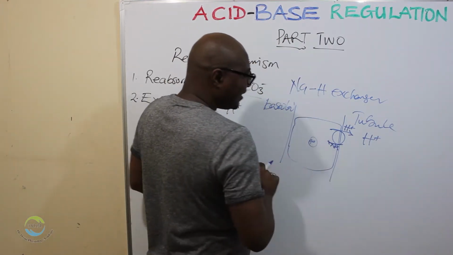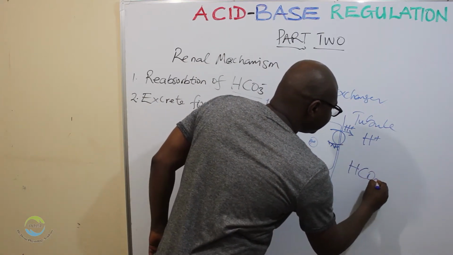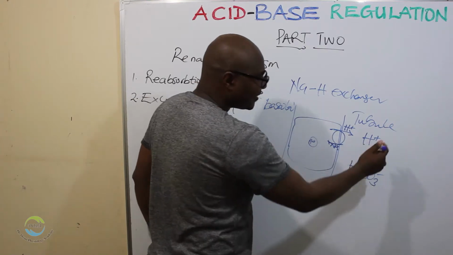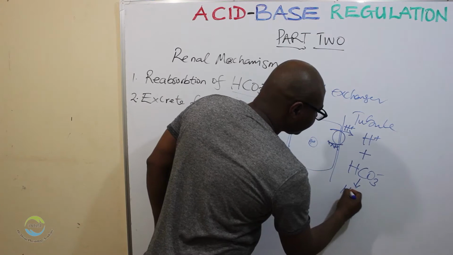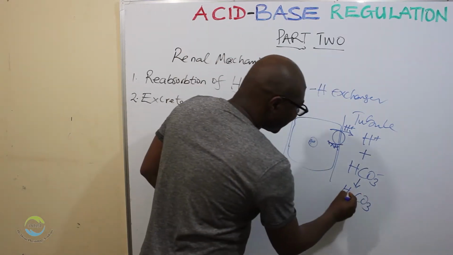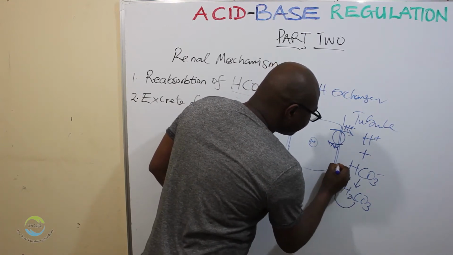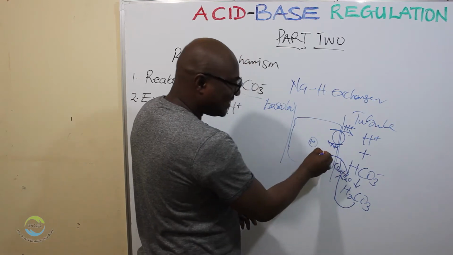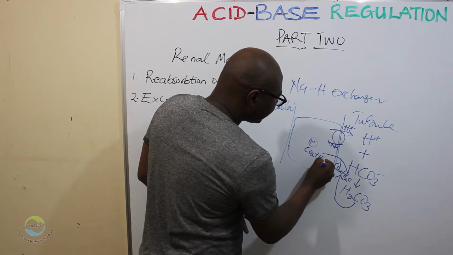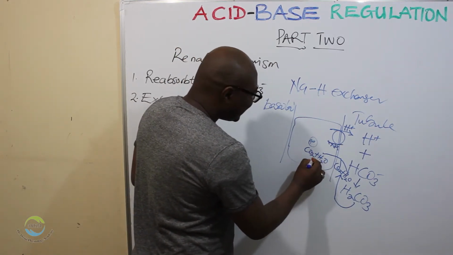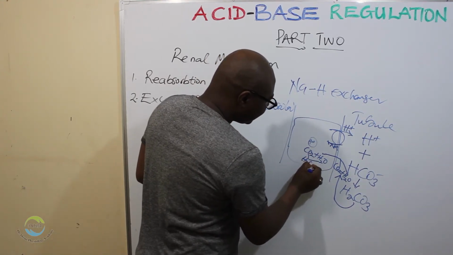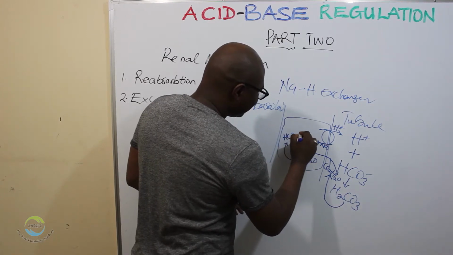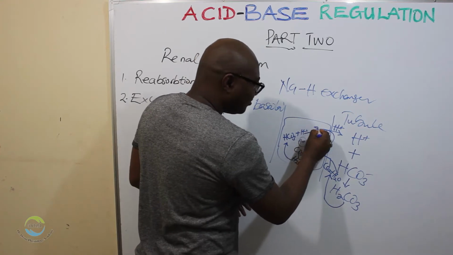Are you paying attention? Already through filtration, bicarbonate is filtered and it's here. So this exchanger takes hydrogen ion into this place. It combines with this bicarbonate to form carbonic acid, which now dissociates into CO2 plus water. This CO2 plus water now easily diffuses. So inside here, you now have CO2 and water. These recombine again to form carbonic acid, which now dissociates into bicarbonate and hydrogen.